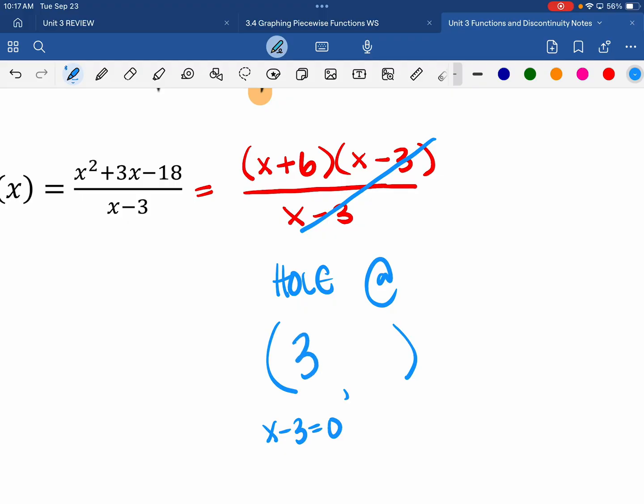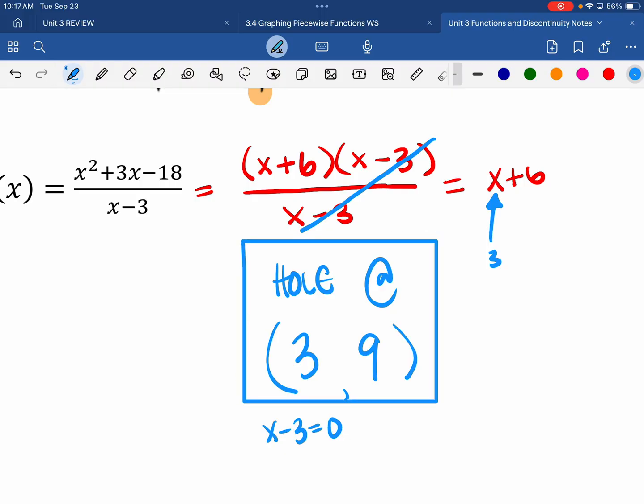3. And then after you cancel that x -3, all I'm left with is x + 6. And to figure out the y value, we are going to take 3, plug it back into what's left. So 3 + 6, which is 9. So I would have a hole at 3, 9.